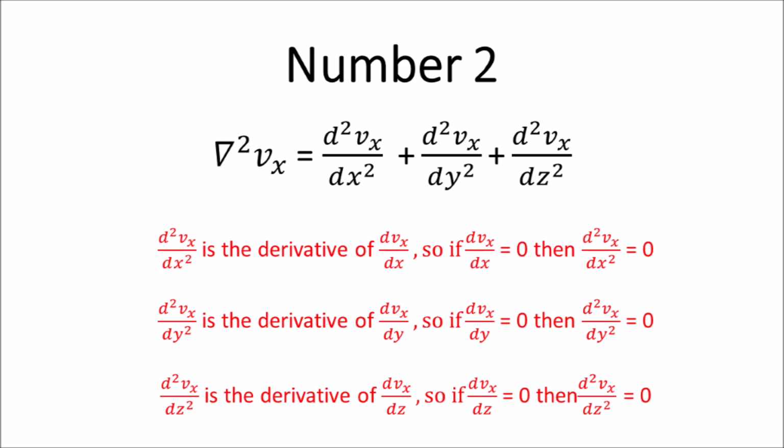Because d squared vx over dx squared is the derivative of dvx dx, then if dvx dx equals 0, so is d squared vx over dx squared. We can apply this idea to all the parts.